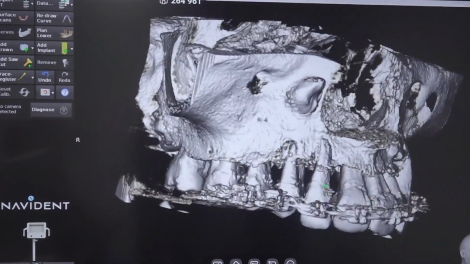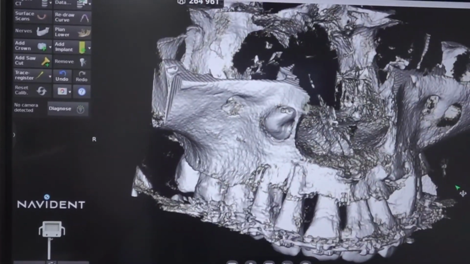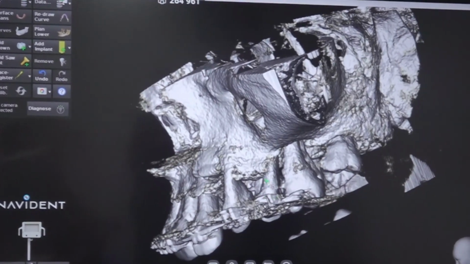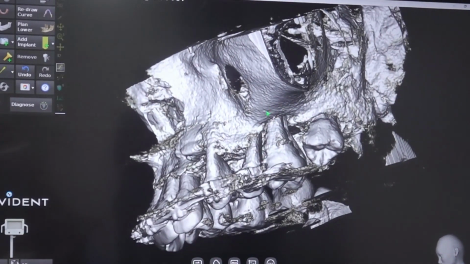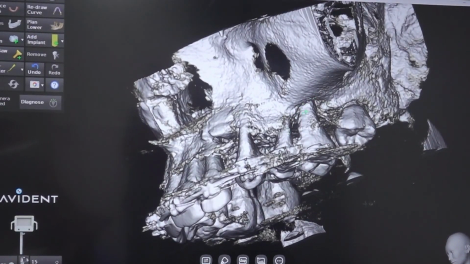So it is a very challenging situation. Ideally, this kind of situation will require zygoma. The zygoma is very close, the zygomatic prominence. The buttress is very close to the ear.